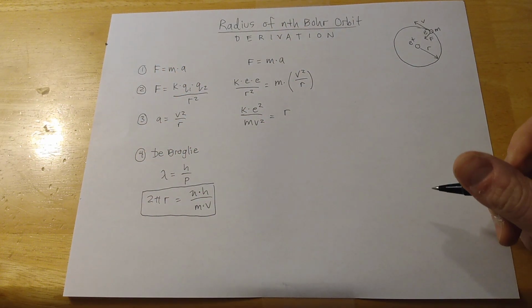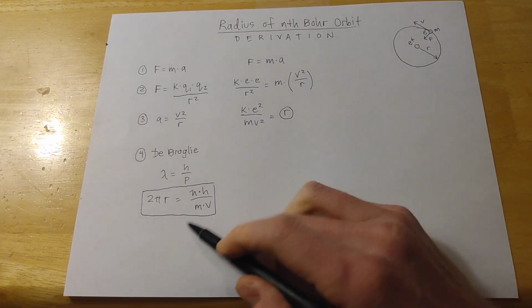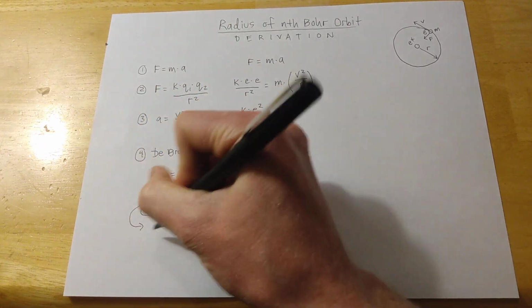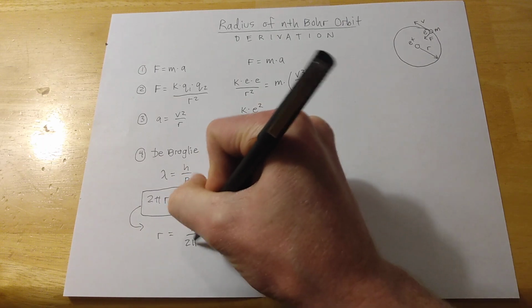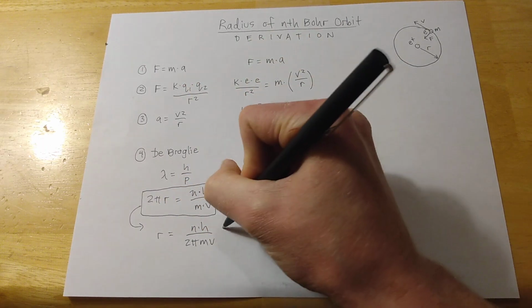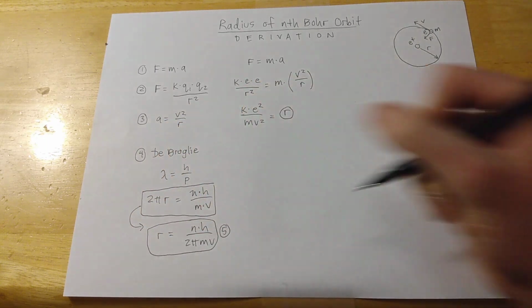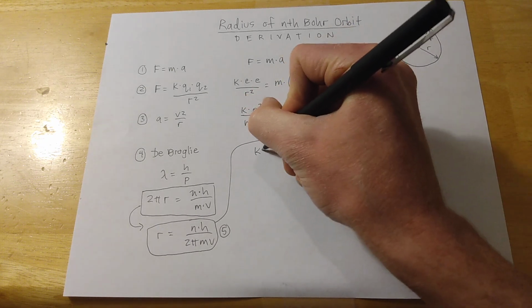Let's put a box around this because we're going to use this to isolate two different variables. The first one that we're going to isolate actually is over here. We're going to replace this r, and we're going to use this new equation to do so. So let's divide that 2 pi over. And so r is nh over 2 pi mv. So we could call this one number 5. And that's what we're going to now replace for r here. Keep the left side.